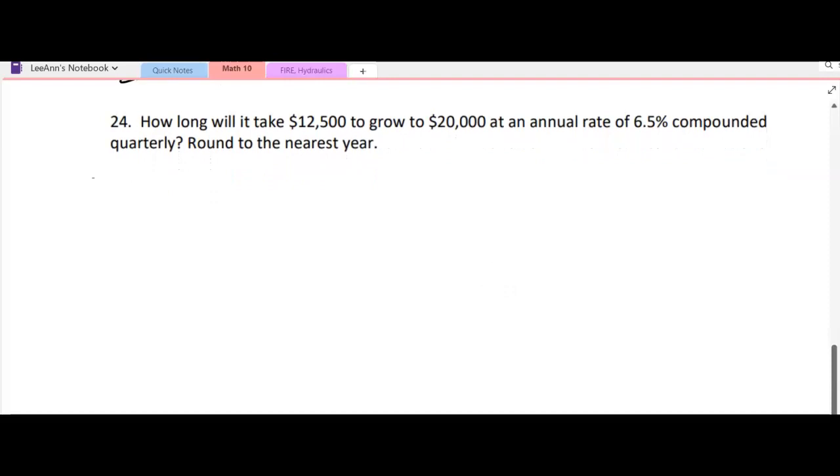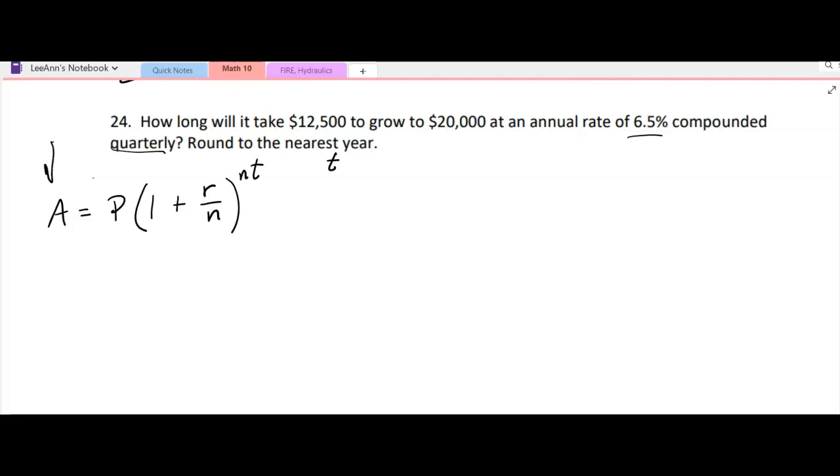All right, so this is our last problem here. How long will it take 12,500 to grow to 20,000 at an annual rate of 6.5% compounded quarterly? Okay, so we need that one formula. Round to the nearest year. So we're looking for time. We're looking for the t. So that equation, we had it in the last video, or the video before, I don't remember. It was this one.